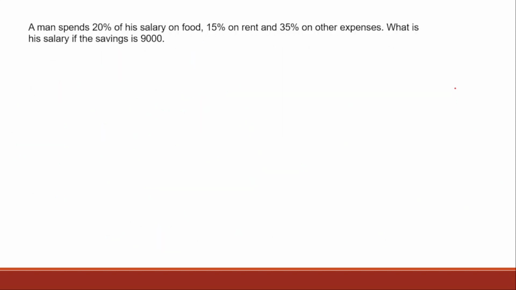Let's try the next question. A man spends 20% of his salary on food, 15% on rent, and 35% on other expenses. First of all, three expenses are given: 20% food, 15% rent, 35% other expenses. So let's add them: 20 plus 15 plus 35 equals 70%. So 70% of his salary he spends. Then what is the saving? If 70% is the expenditure, then 30% will be the saving.